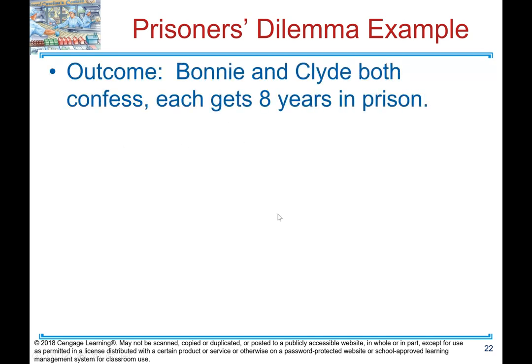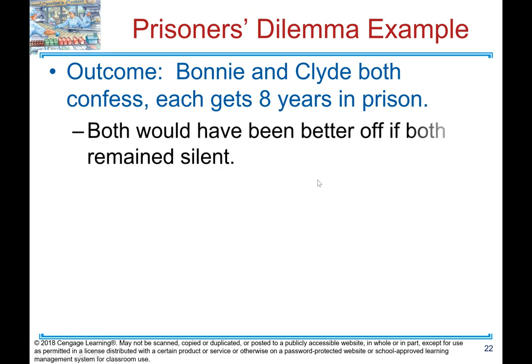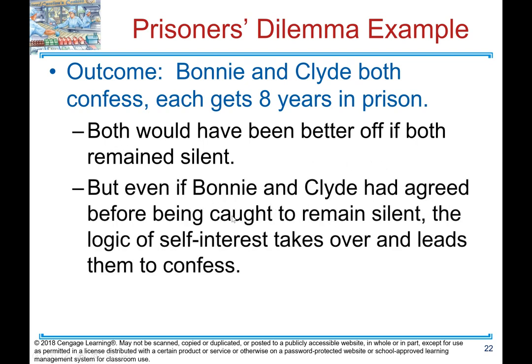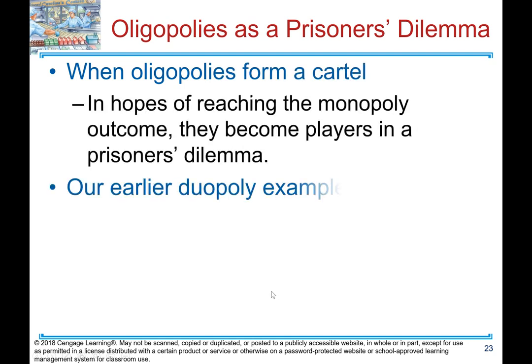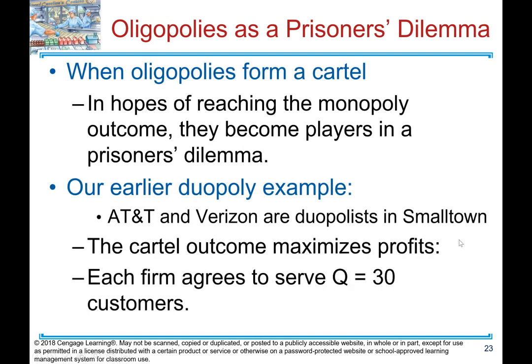So the outcome: Barney and Clyde both confess, each gets 8 years in prison. Both would have been better off if they remained silent. But even if Barney and Clyde had agreed before being caught to remain silent, the logic of self-interest takes over and leads them to confess. When oligopolies form a cartel, in hopes of reaching the monopoly outcome, they become players in a prisoner's dilemma.